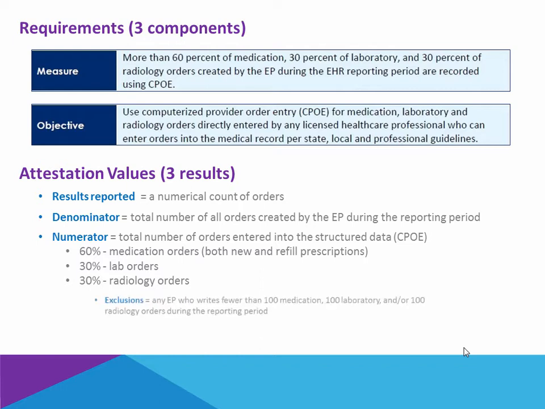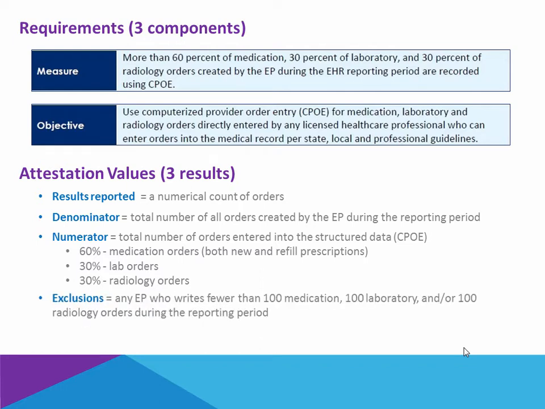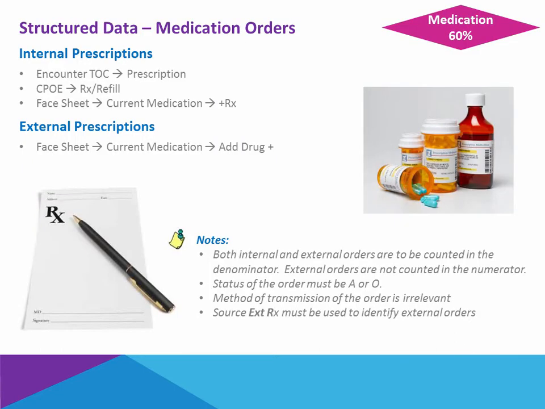Now, Core Set 1 does have an exclusion available. For any eligible provider who writes fewer than 100 orders in each category, you can exempt yourself from that specific segment of Core Set 1.